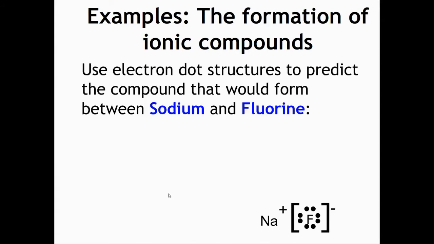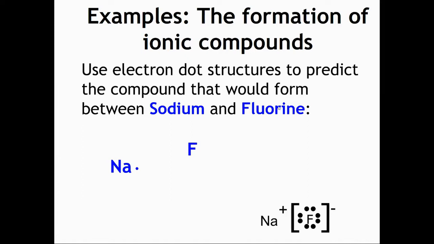Okay, so if you were to show a transfer of electrons, the first thing you have to do is identify your metal and your nonmetal. In this case, sodium is your metal, fluorine is your nonmetal. You're always going to write the metal first. So you're going to write down the symbol for sodium. Then you're going to look on your periodic table and say, how many valence electrons does sodium have? Oh, sodium has 1 valence electron. So you show that in an electron dot structure.